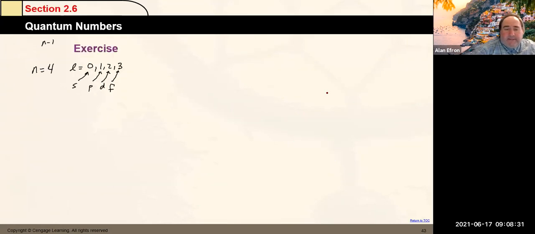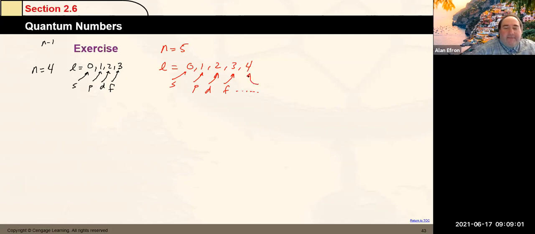So as I was just mentioning, what maybe happens if we go above 4? Obviously, we could go up to 7 for n. So let's take a look at, say, 5. If n equals 5, we could have L values of 0, 1, 2, 3, and 4. You may be going, all right, I know that's an s, I know that represents p orbitals, I know that represents d orbitals, I know that represents f orbitals, but they never mention what comes after that.